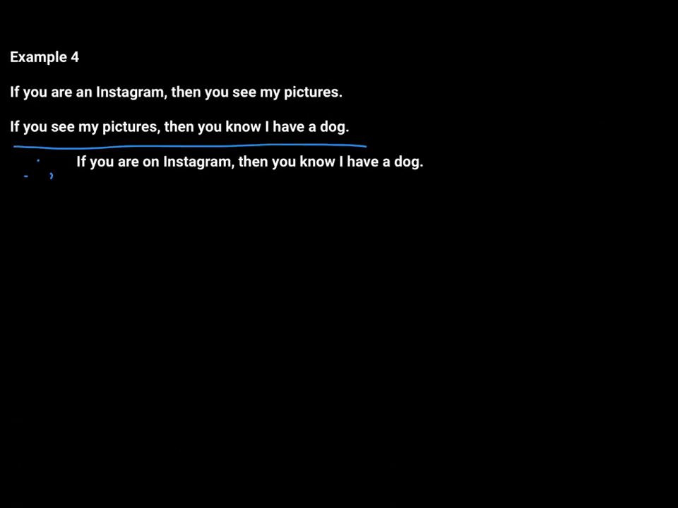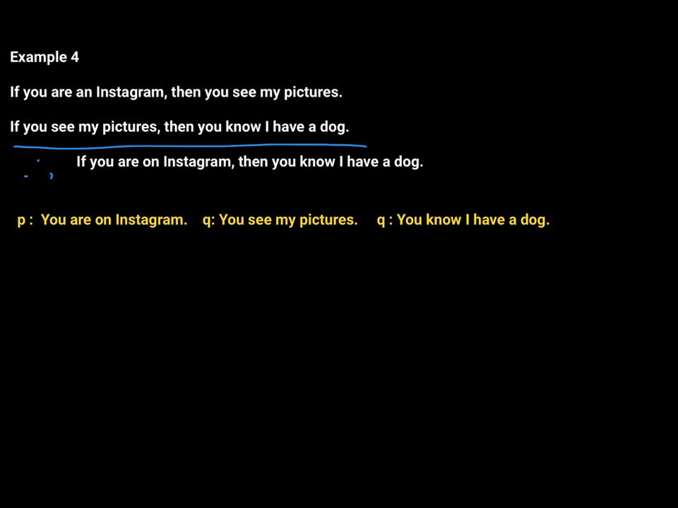All right, folks, here is an argument we want to figure out. Is it valid or invalid? Here it comes. If you are on Instagram, then you see my pictures. If you see my pictures, then you know I have a dog. So here's the conclusion they're trying to make. If you are on Instagram, then you know I have a dog. All right, in this case, we have three different statements. We have a P, a Q, and an R. I have P as the statement, you're on Instagram. Q is, you see my pictures. And R is, you know I have a dog.